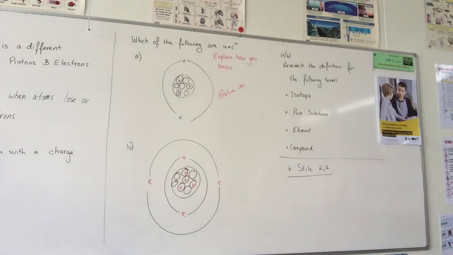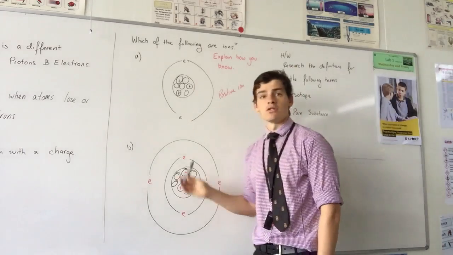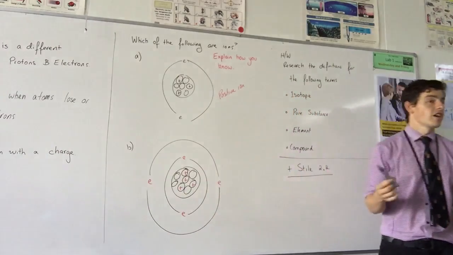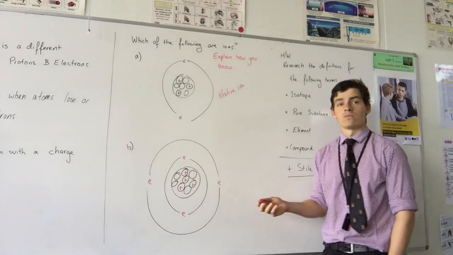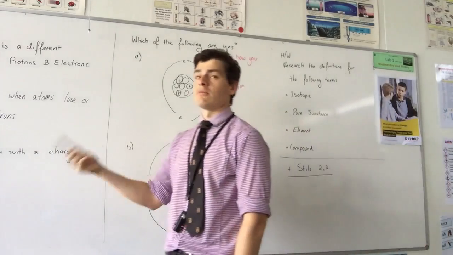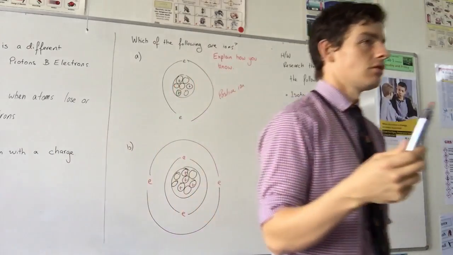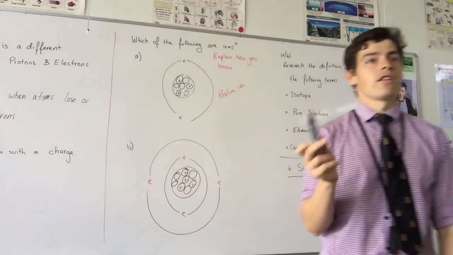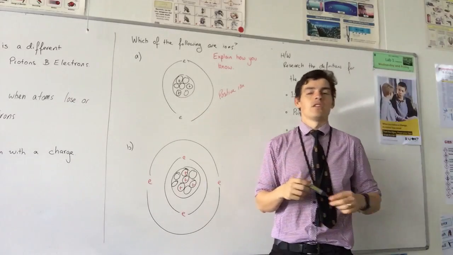Why not? Because it has the same number of protons and electrons. Very good. So there's 4 protons, 4 electrons. That is neutrally charged, therefore it is not an ion. So all ions are atoms, but not all atoms are ions. Cool? They're not a different thing. Just wanted to clarify that. Very good.